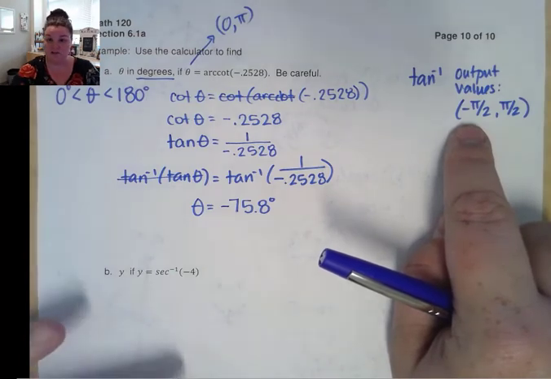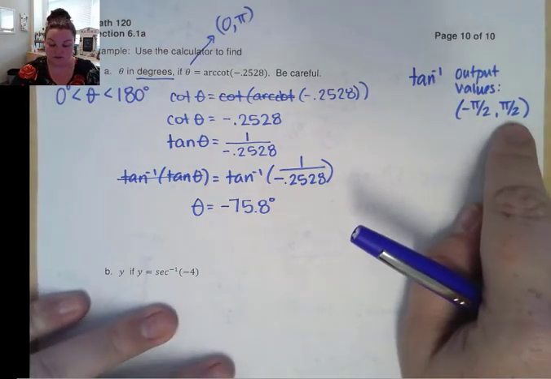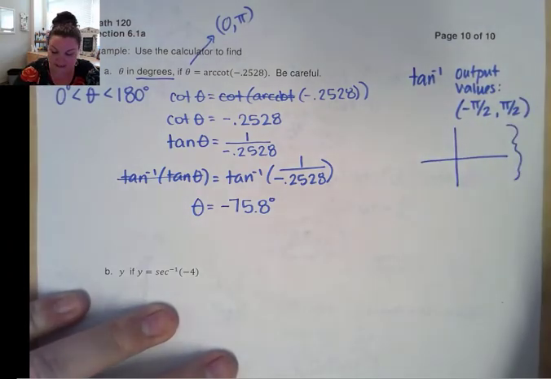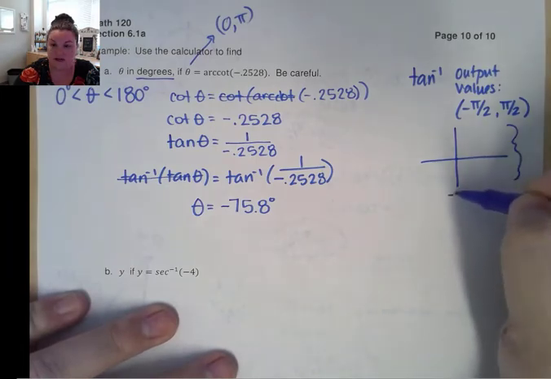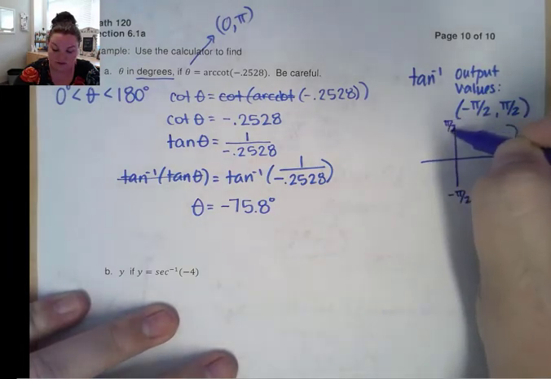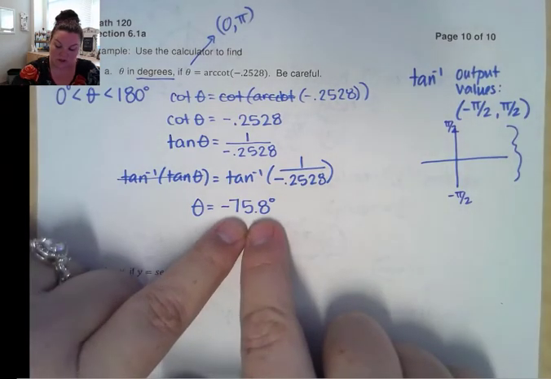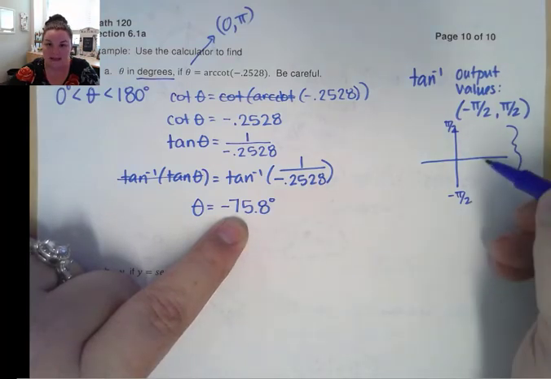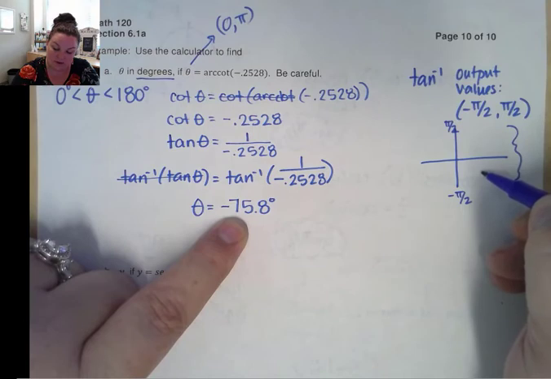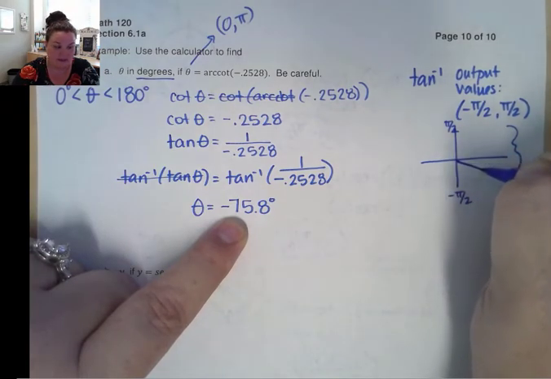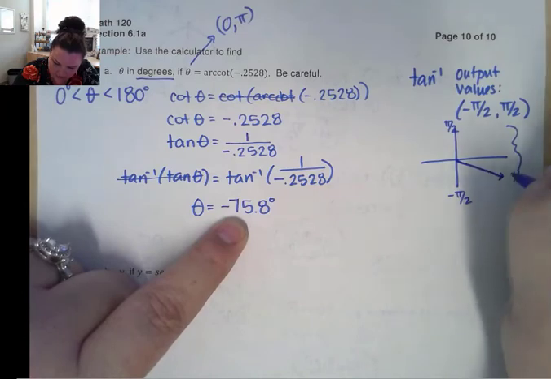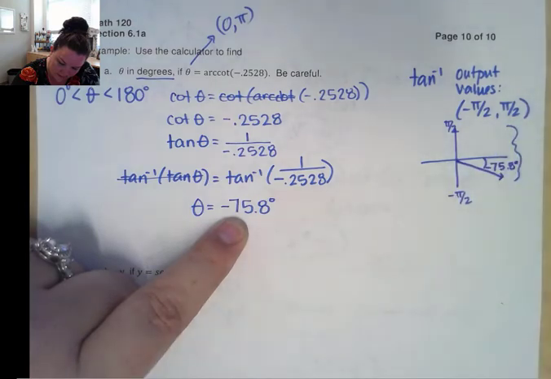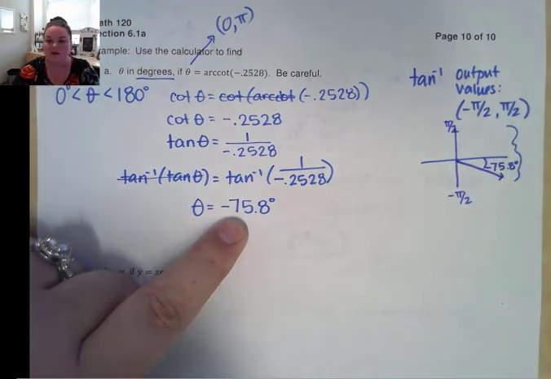We use tangent inverse to solve. If we look at our graph of tangent inverse, the output goes from negative pi over 2 to pi over 2. So that tells me it has to be somewhere in this range. What we just found is negative 75.8 degrees. So I'm starting at 0 and going down 75.8 degrees. This point right here is negative 75.8 degrees.